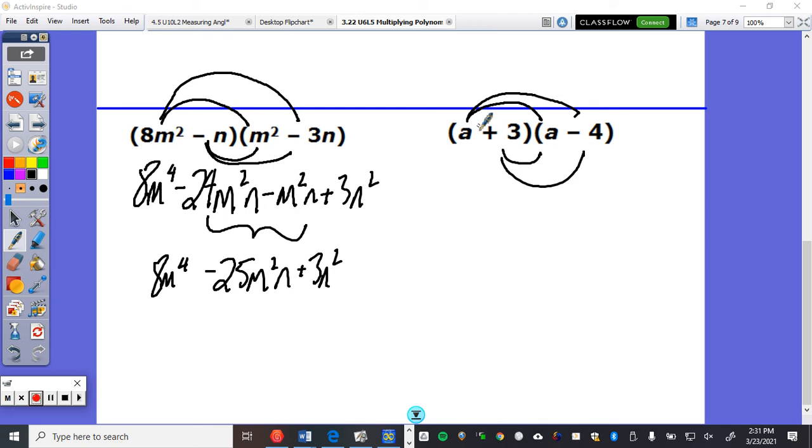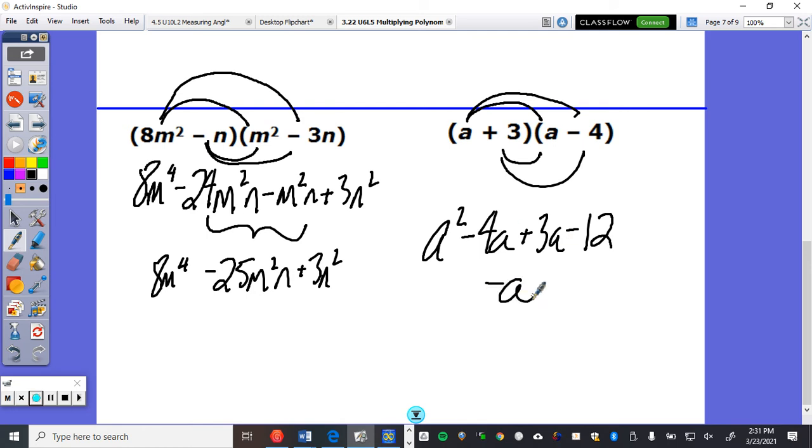Okay, so a times a is a squared. a times negative 4, negative 4a. 3 times a, 3a. 3 times negative 4, negative 12. Negative 4a plus 3a is negative 1a. a squared minus 12.